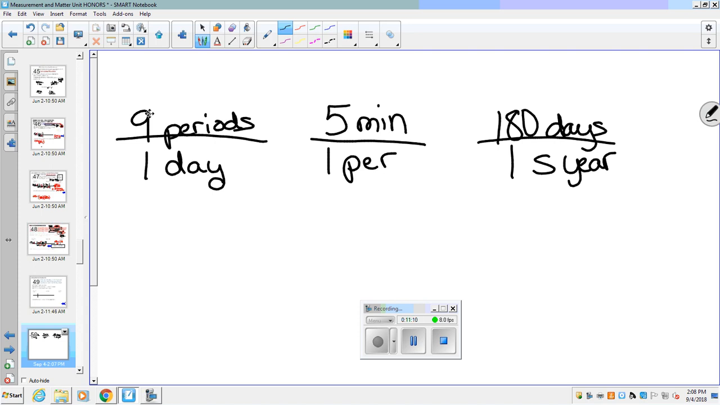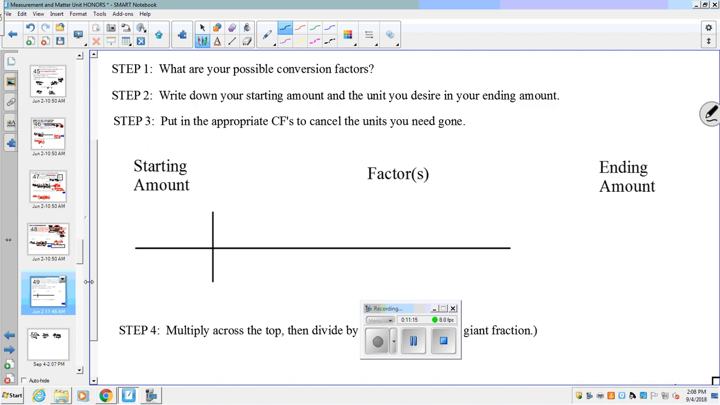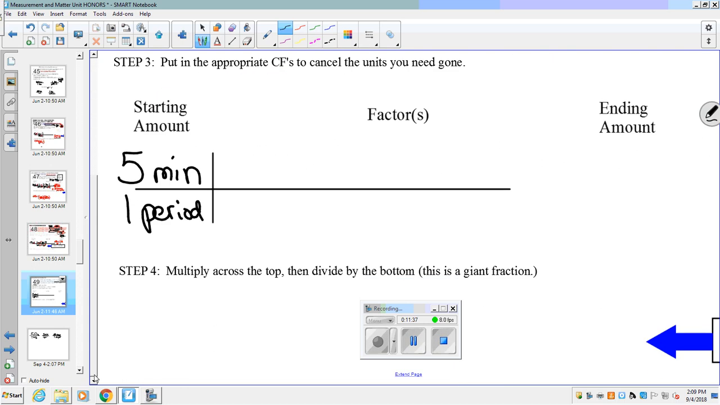So what we know about this particular person, our starting piece of information about them, actually is a top and a bottom here. We know that this person is taking 5 minutes out of every period to zone out. Now, we want to make sure, what's actually interesting or useful on this, just look at what we want our answer to end up in. We want to end up finding out how many hours this person misses in a year. So my goal here is going to be to find out hours per school year this person is missing of education.